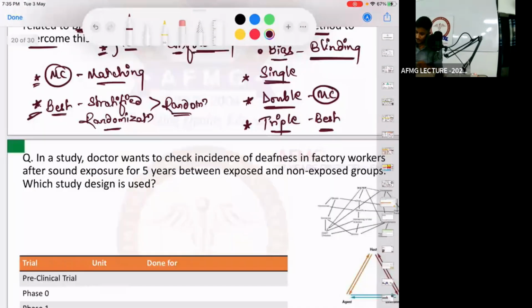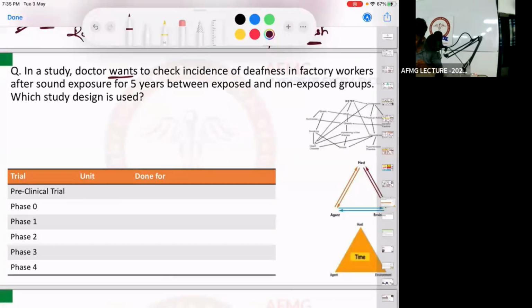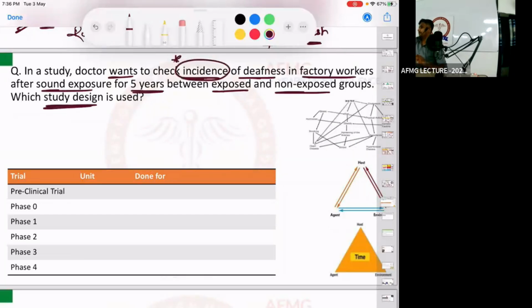Moving further. In a study, a doctor wants to check the incidence of deafness in factory workers after sound exposure of 5 years between exposed and non-exposed groups. Which study design is used? First of all, they told you that the doctor wants to check deafness in factory workers after a sound exposure of 5 years. That means he will go from now onwards for the next 5 years. It is a forward-looking study. Incidence is asked, and that is calculated only and only with a cohort study. So the straight away answer, this was a December question, is a cohort study.